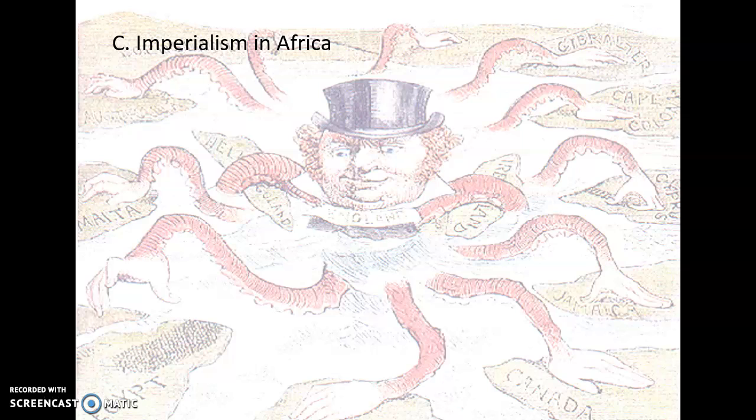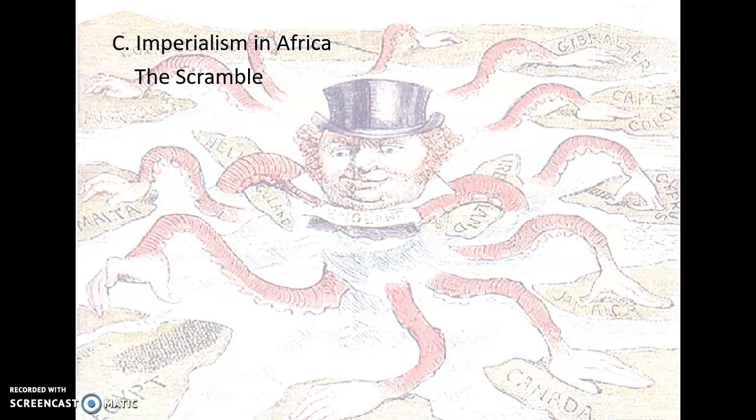Letter C, Imperialism in Africa. It was known as the Scramble. It took place between 1880 and 1914. The European powers made a mad dash to claim control of parts of Africa. So the Scramble, if you need a definition, it was just Europe's mad dash to claim control over parts of Africa. Before this time, about 10% of the land was claimed by Europe. By 1914, there was very little left of Africa unclaimed.